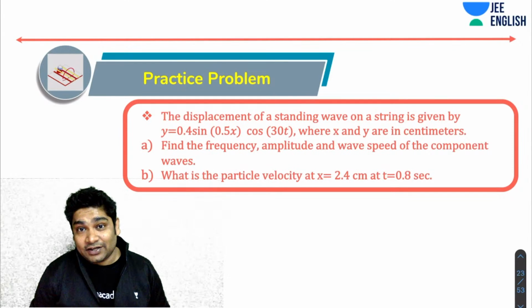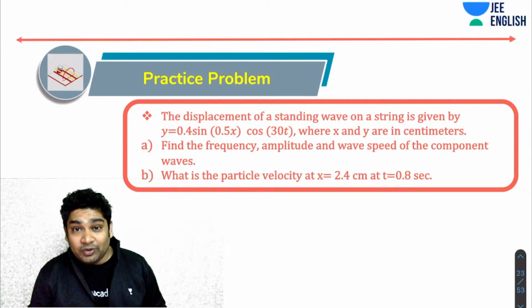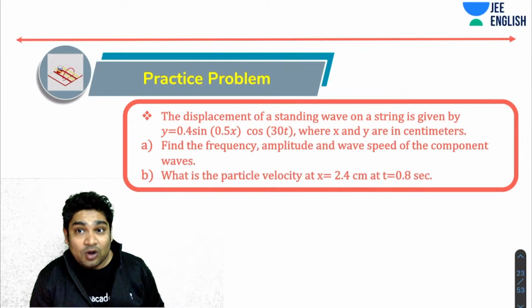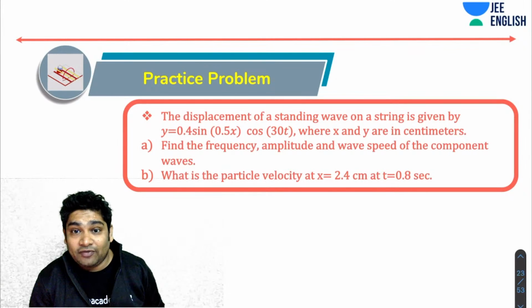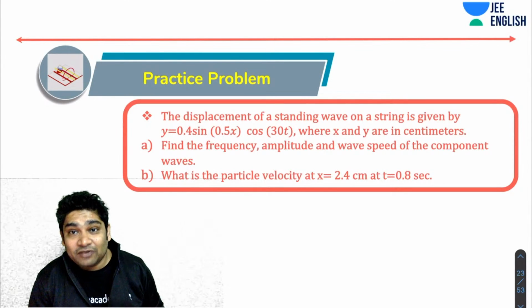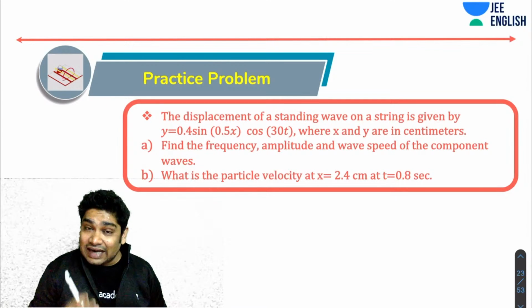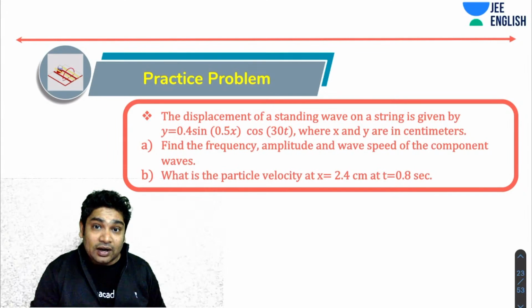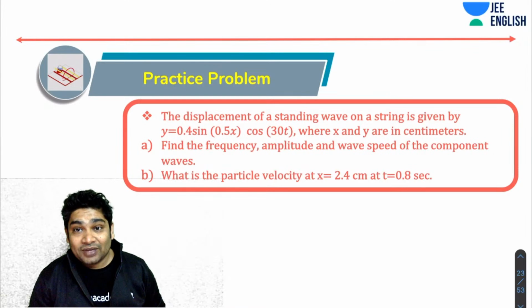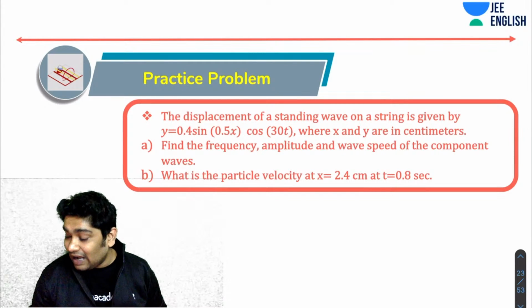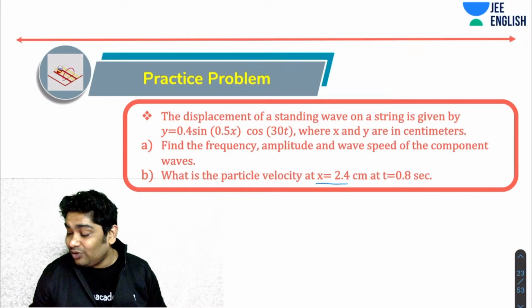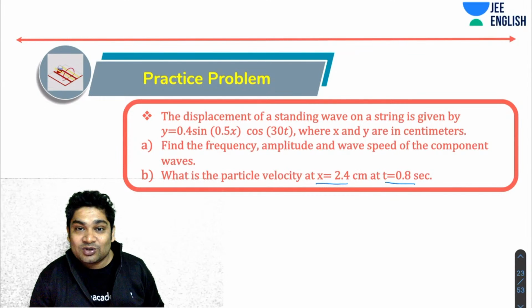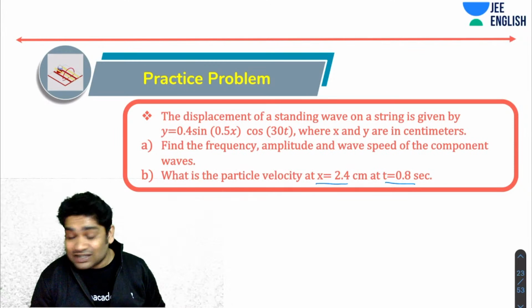Now, this one, please practice on your own and try and give me some answers. You've been told that the displacement of a standing wave on a string is given by y equals 0.4 sine x, sine 0.5x into cos of 30t, where x and y are in centimeters, and you have to find the frequency, the amplitude, and the speed of the component waves. This is a standing wave which must have been formed by two waves which superimposed. And what is the velocity of the particle at x equals 2.4 at t equals 0.8?